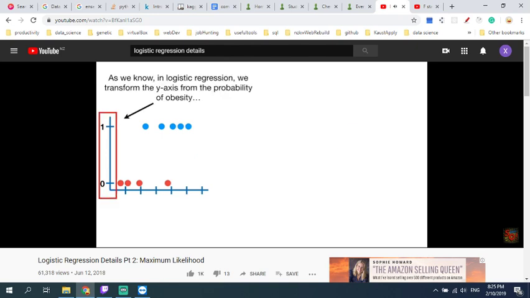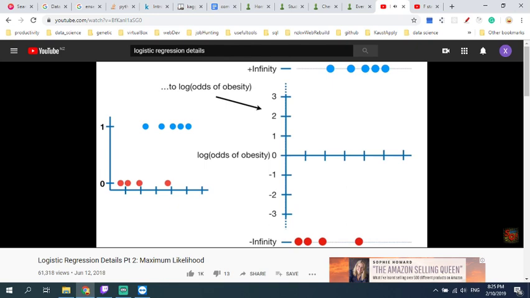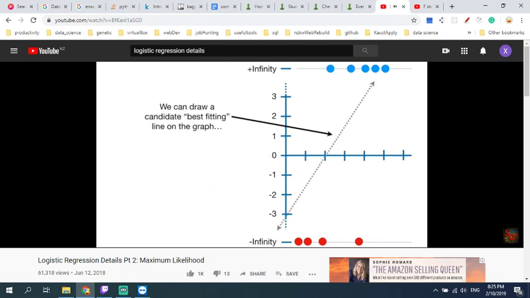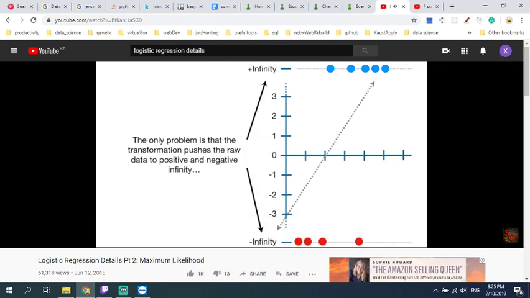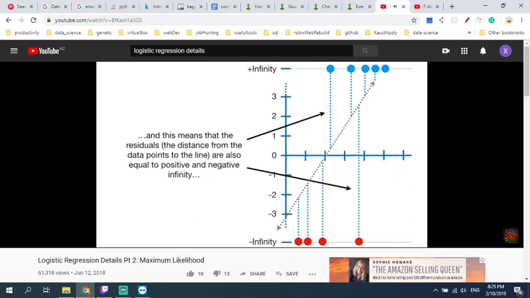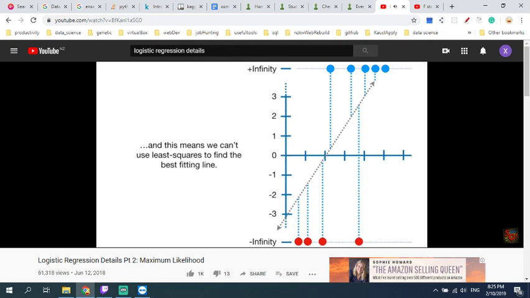As we know, in logistic regression, we transform the y-axis from the probability of obesity to the log odds of obesity. We can draw a candidate best fitting line that pushes the raw data to positive and negative infinity. And this means that the residuals, the distance from the data points to the line, are also equal to positive and negative infinity. And this means we can't use least squares to find the best fitting line.